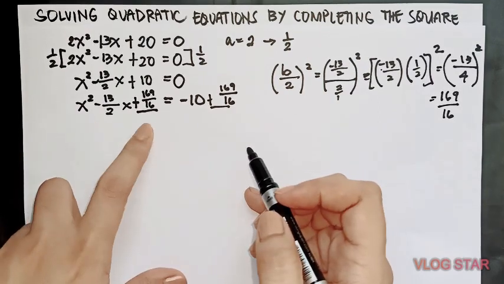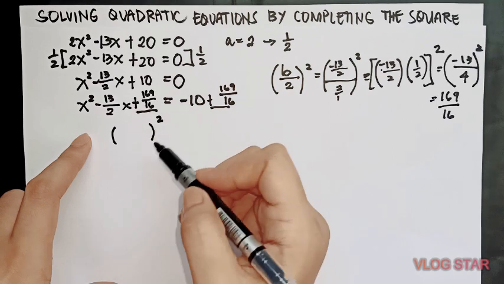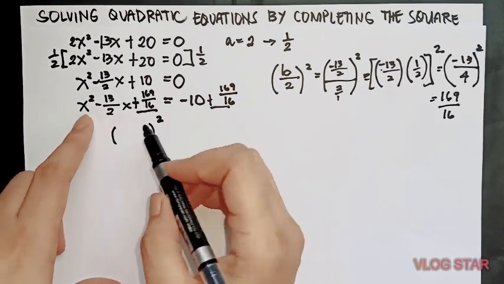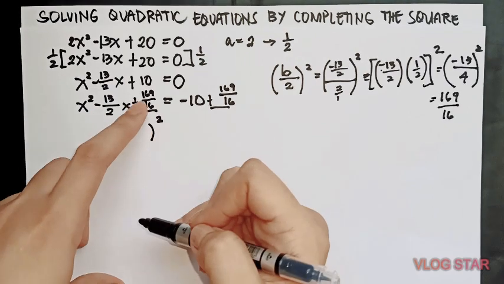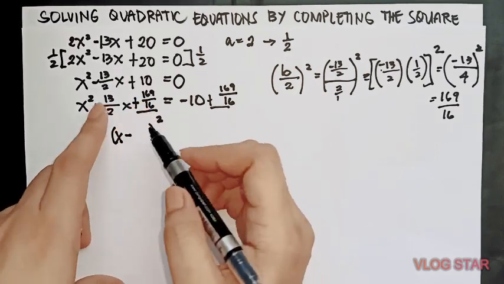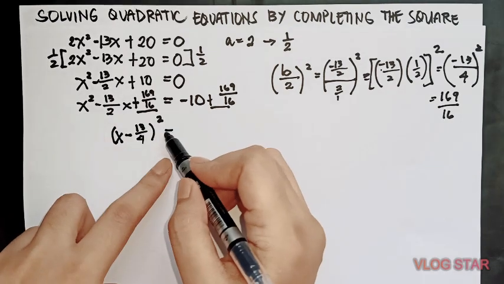Now this is a perfect square trinomial. Get the square of the binomial equivalent to this. The square root of x squared is x. Copy the sign of the middle term. And the square root of 169 over 16 is 13 over 4.